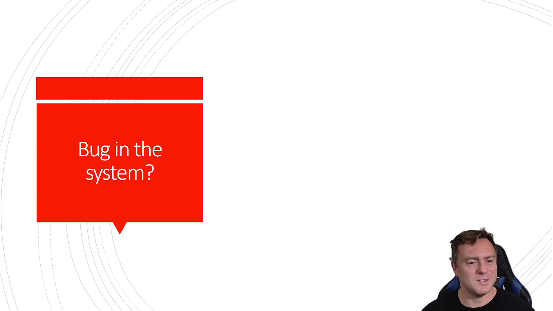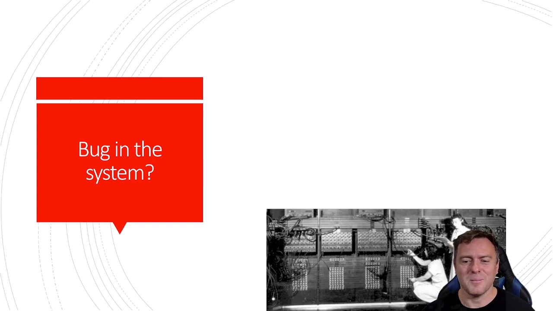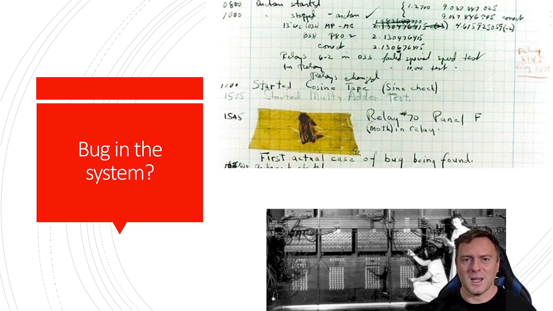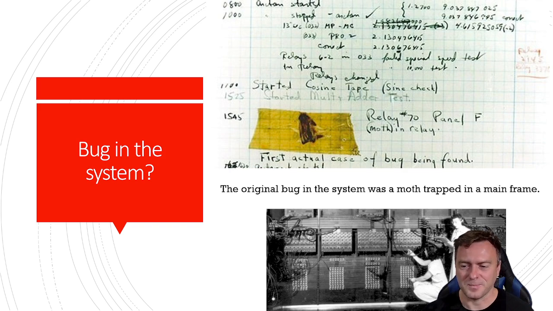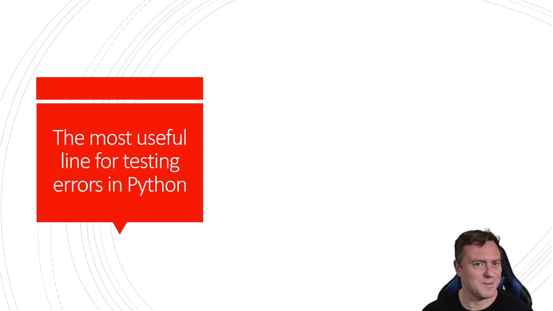So the first bug in the system, believe it or not, was actually a bug. Computers used to be really, really big, taking up warehouse-sized space. And there was actually a bug trapped inside of the system. This is the very first bug in a system, which happened in relay number 70, it looks like, in panel F. It was actually a moth that fried and blew up the whole computer, which stopped the programming. So this is the first actual case of a bug being found, which is kind of cool. So that was something of interest.